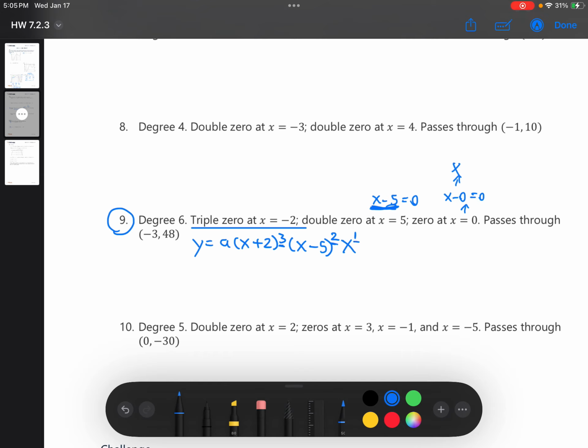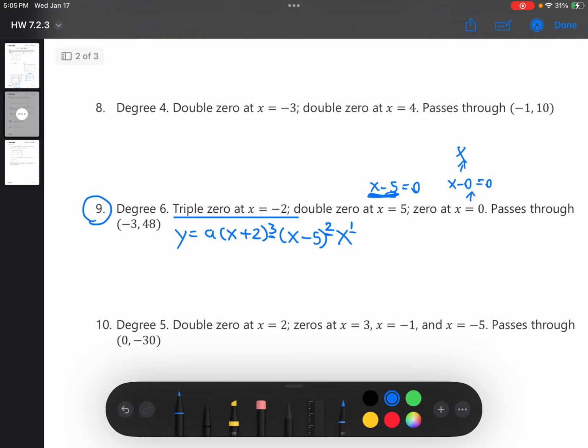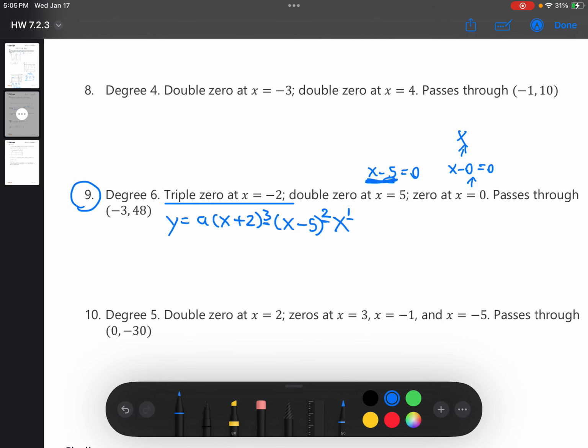So now that you've done that, the next part that you have to do is find out what a is equal to. To find out what a is equal to, we're going to use this point. So plug in 48 for y and -3 for x. And then we're just going to do whatever's inside the parentheses, which in this case would be -1 cubed, -8 squared, and this is -3 to the first power.